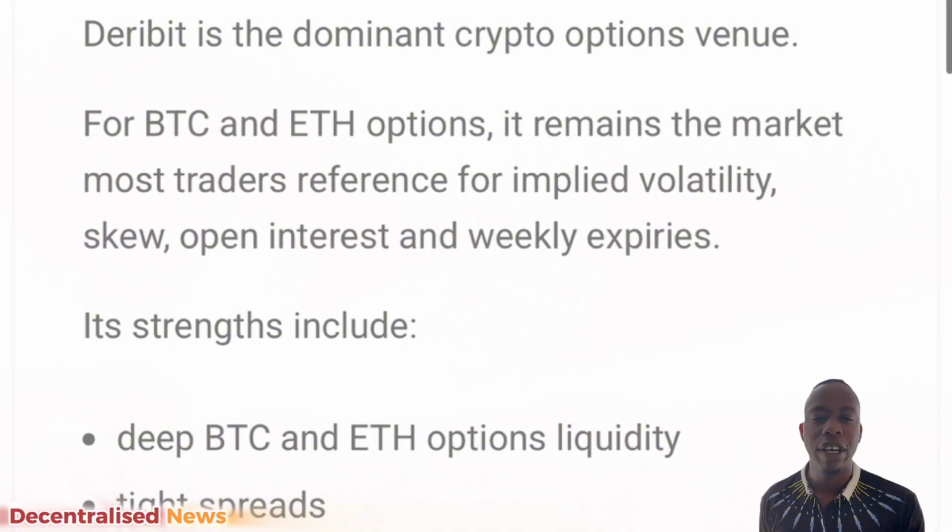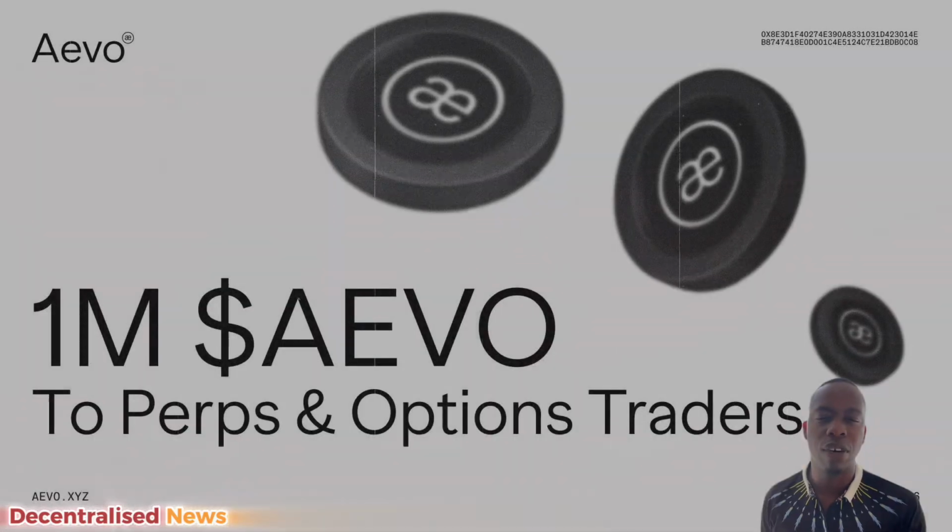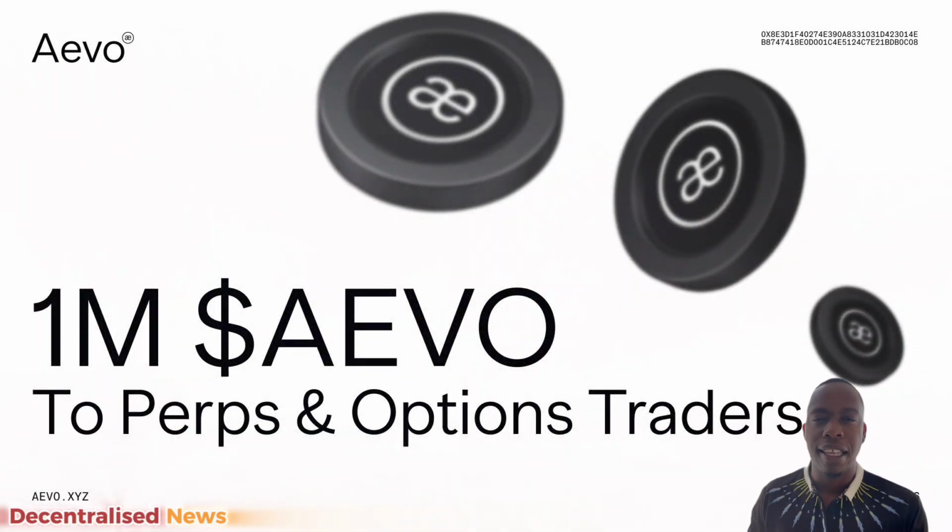Aevo is more interesting for DeFi-native traders who value self-custody, that they want pre-market token exposure as well, and can tolerate a little bit of a thinner liquidity.